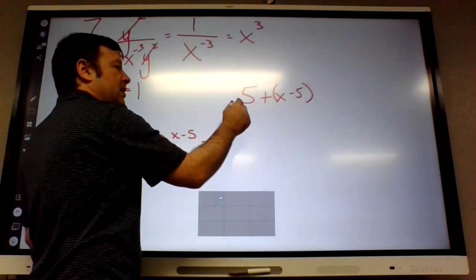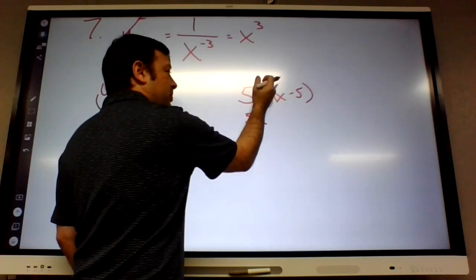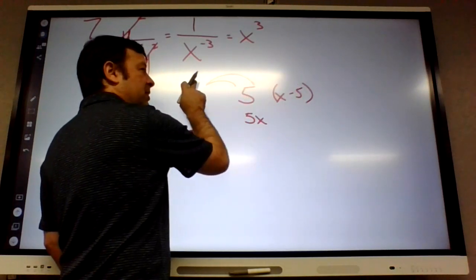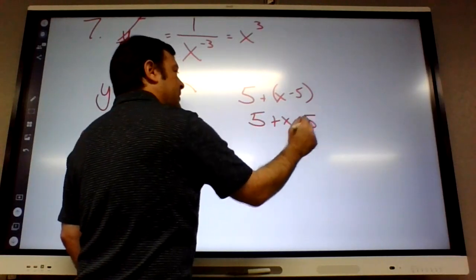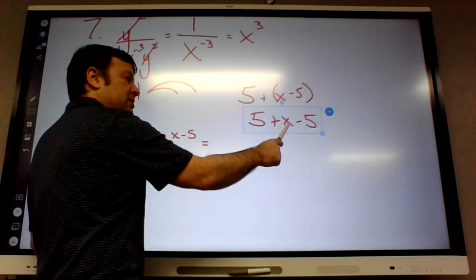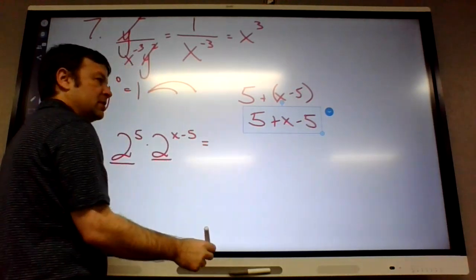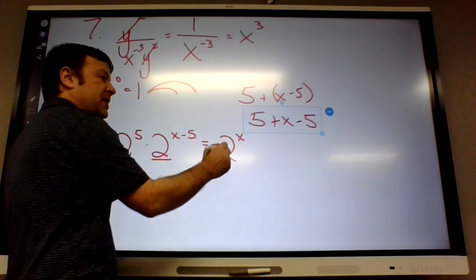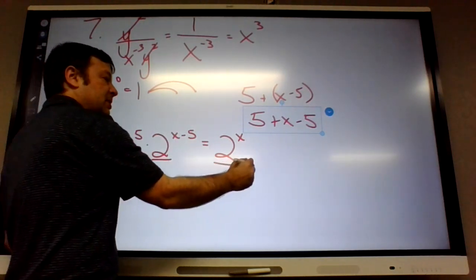5x minus 5. No, 5x would mean 5 times x. If there was no plus right there, it would be like 5x minus 25. But because there's a plus right there, the parentheses don't really do anything. These two don't add together because they're not like terms. But what do 5 and minus 5 do? Just 0 goes away. So all we have left is x. Now x is the exponent, right? That's what the exponents add up to. So it's just 2 to the x.